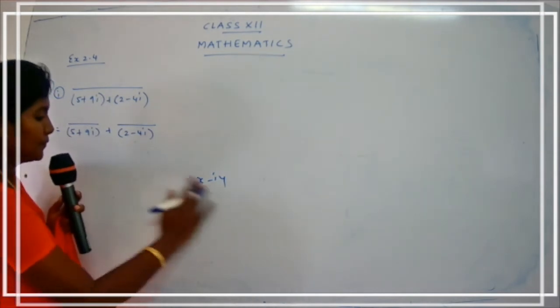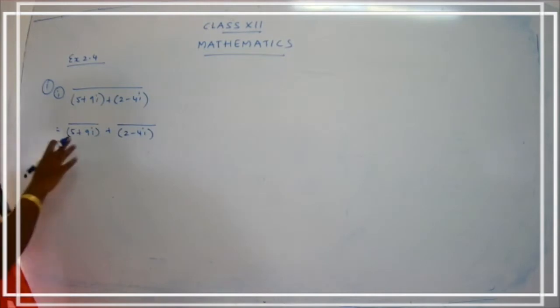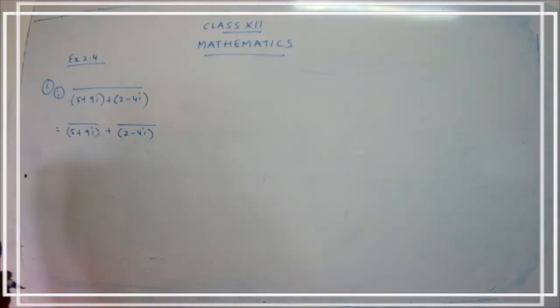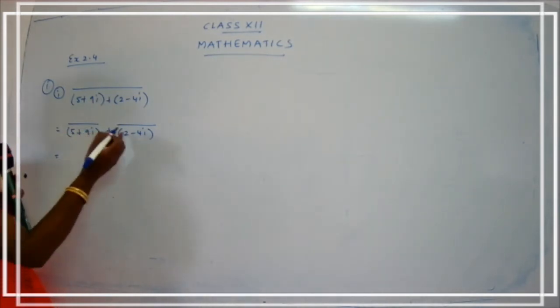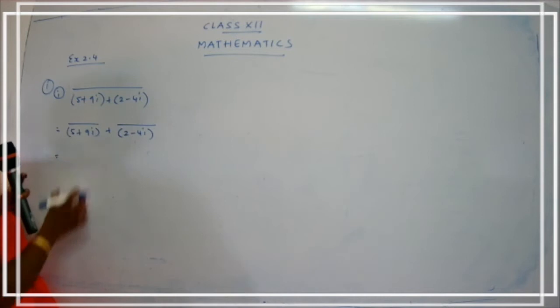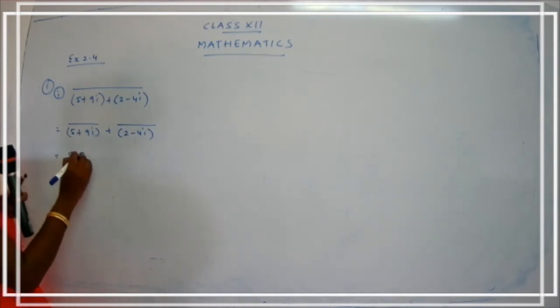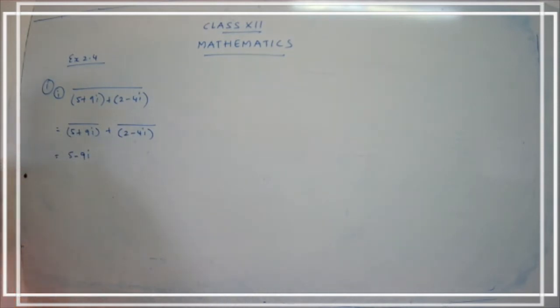So now let's proceed. So this is conjugate of 5 plus 9i. What is the conjugate of 5 plus 9i? I told you when you apply the conjugate, you have to change the sign of the imaginary part. This is the real part, this is the imaginary part. So let's write down the answer. This is equal to 5 minus 9i. The plus sign changes to minus. The remaining I write down as it is.